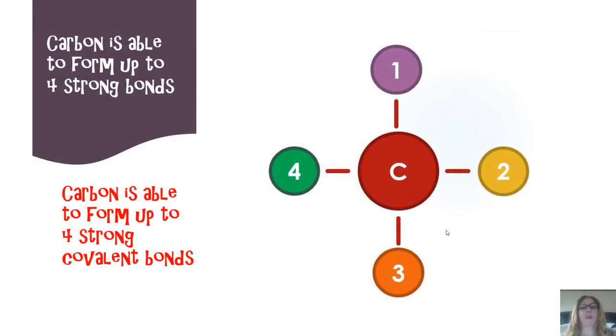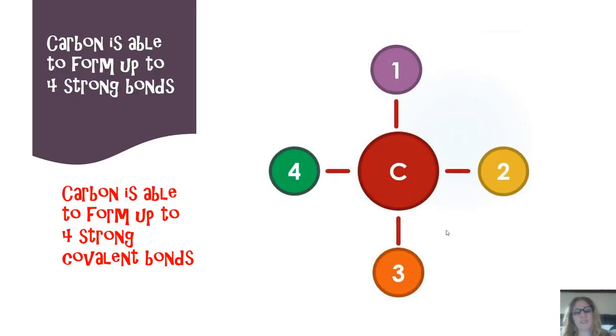So what is the big deal? Why carbon? What's the big deal of carbon? Well, carbon is very unique. It is the only element capable of building four strong covalent bonds with up to four different atoms or molecules.